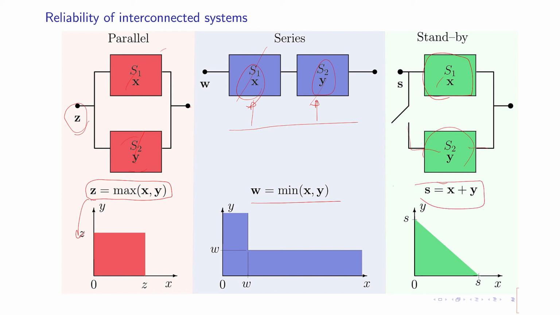So if you have the joint PDF of X and Y, for the parallel one, which is the maximum, this area and the red area is the CDF of Z. In the minimum case, the blue area is the CDF of W, and in the standby case, the green area is the CDF of the sum. So obviously, they will have different reliability profiles and different results.